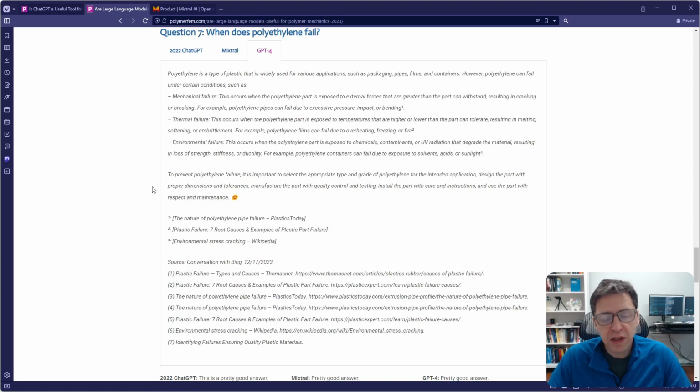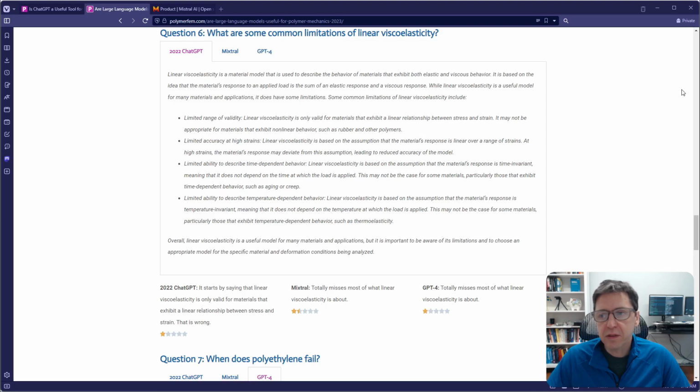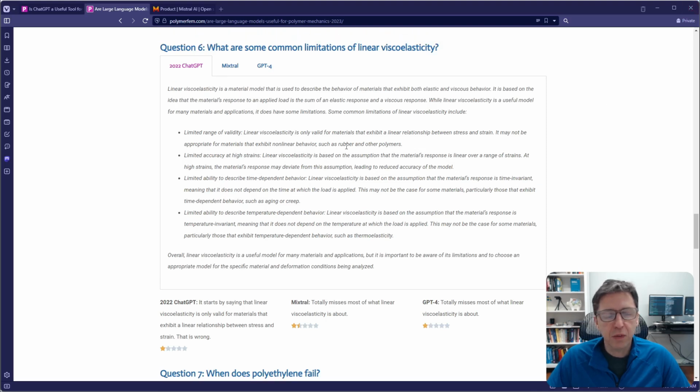What I want to ask now is another question that all of these large language models get typically really poorly. And here's my question for that: what are some common limitations of linear viscoelasticity? So ChatGPT, I got 1 star last year when I reviewed this. It's just wrong in many ways.